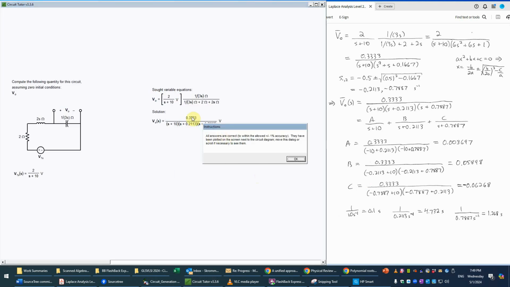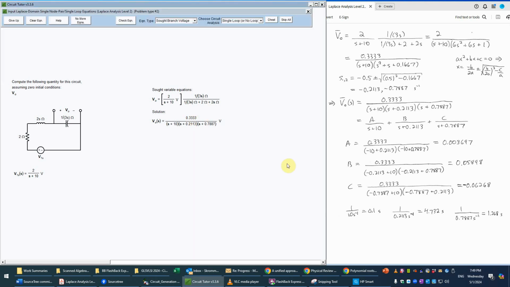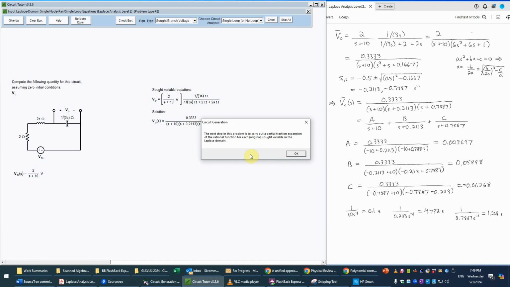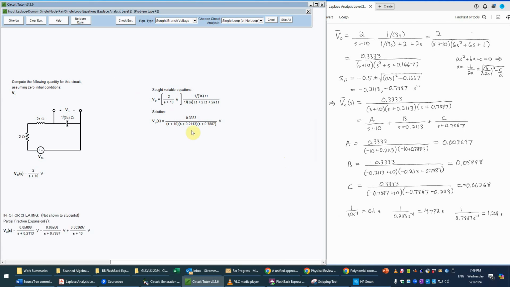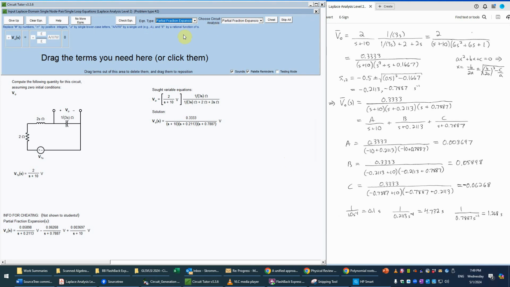And you see it converted the top to just 0.3333 in decimal form. That is correct. And now, as it tells us, the next step is to carry out a partial fraction expansion. And so we'll go ahead and do that. And we just have one variable to do that for, so I'll select the partial fraction expansion menu. And so now we'll have the V0 of s is what we're after. And again, we're not going into the time domain yet.